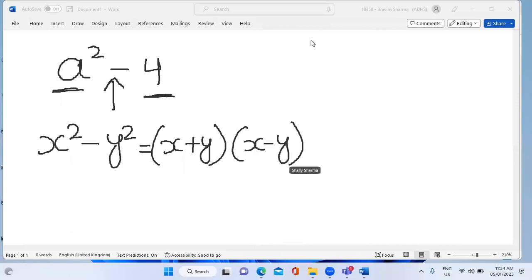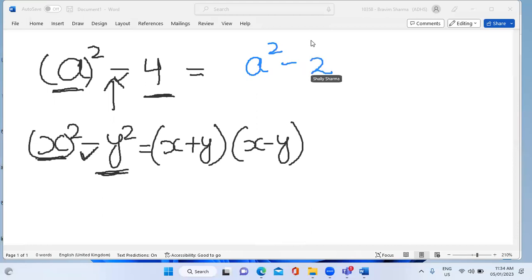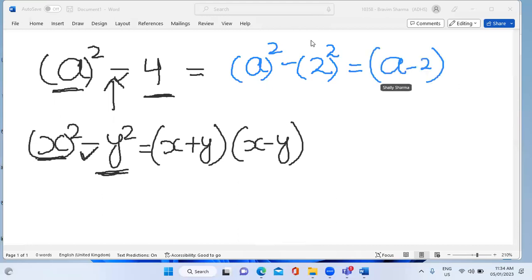Look at the characteristics. Here is a negative sign, one thing finished. Second, the first term is x squared, here is a squared. But the second term is not written in squared form. So the first thing we need is to write it in squared form. So a squared minus 4 can be written as a the whole square minus 2 the whole square. Now apply the rule, a minus 2 multiplied by a plus 2. So this is the factorization of a squared minus 4.